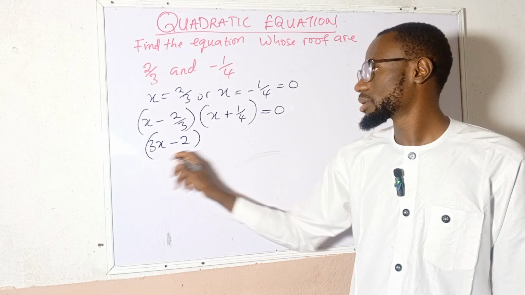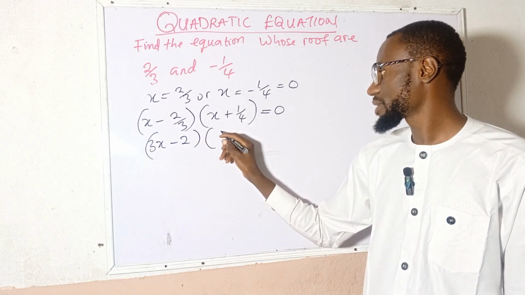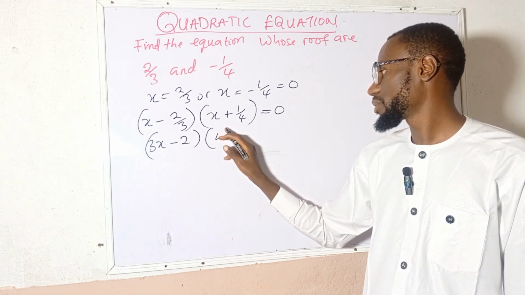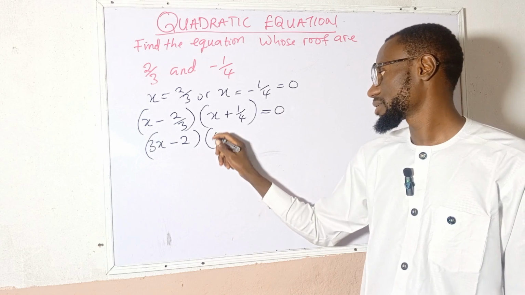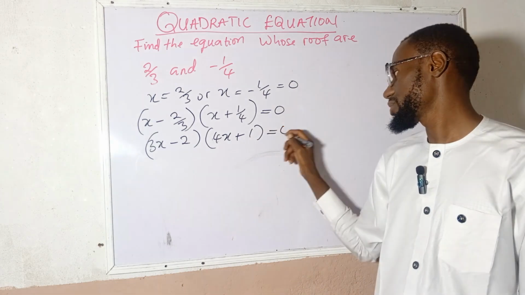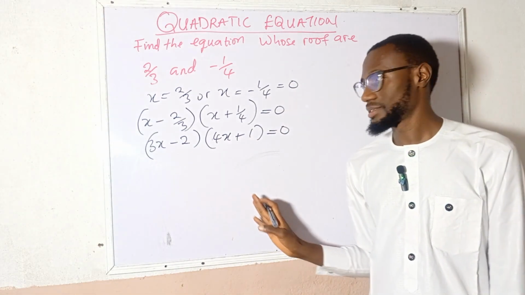minus 2, or we can simplify this as 4 times x. Here we have 4x plus 1 equals 0. And the next thing to do, now we can remove the brackets.